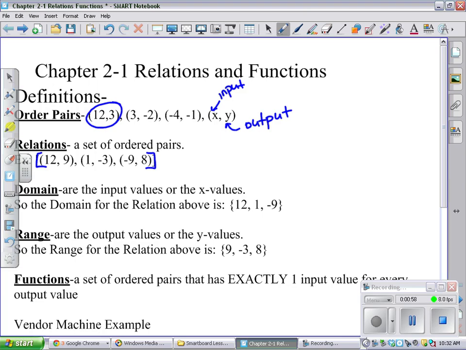The domain is the input values or the x values. So in our example here, my domain is made up of the x values. So 12, 1, and -9 is my domain for that relation. The range represents the output values or the y values. So for our example above, the range would be 9, -3, and 8.